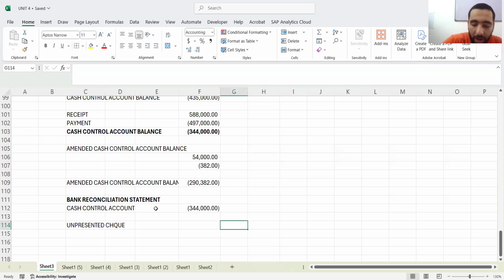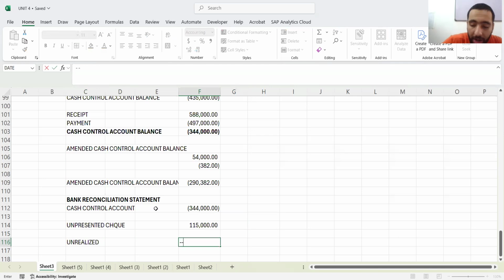Unpresented check is how much? 115,000, always positive. Unrealized, there are two unrealized checks. Very simple. What are those two? One is 249,000. You put it as minus 249,000.